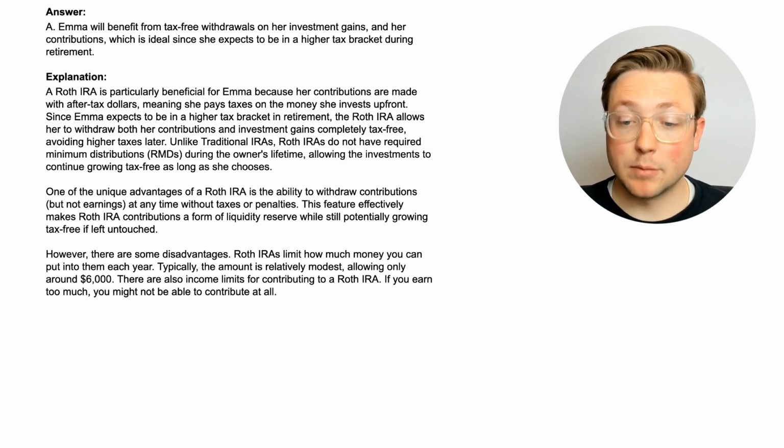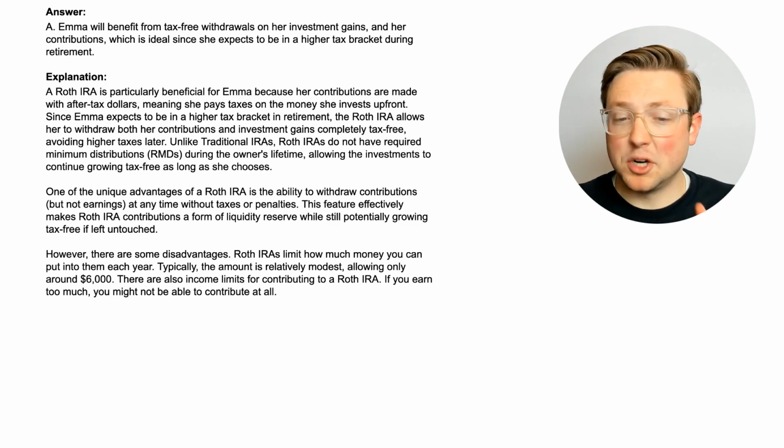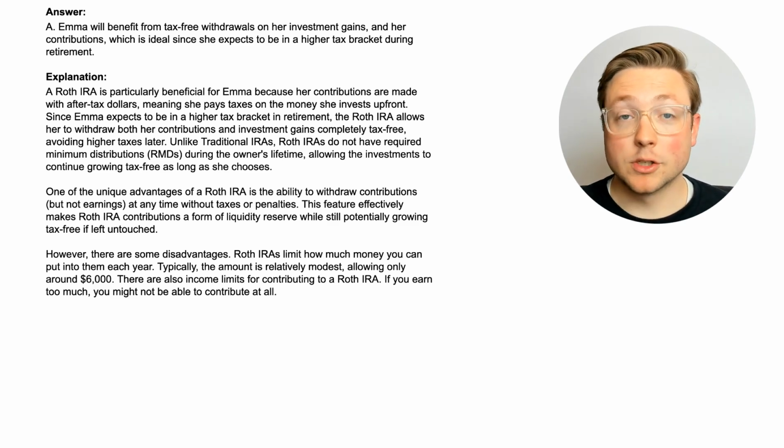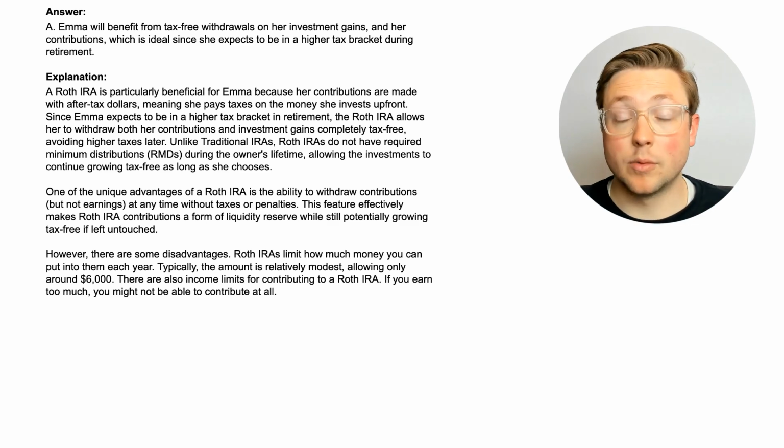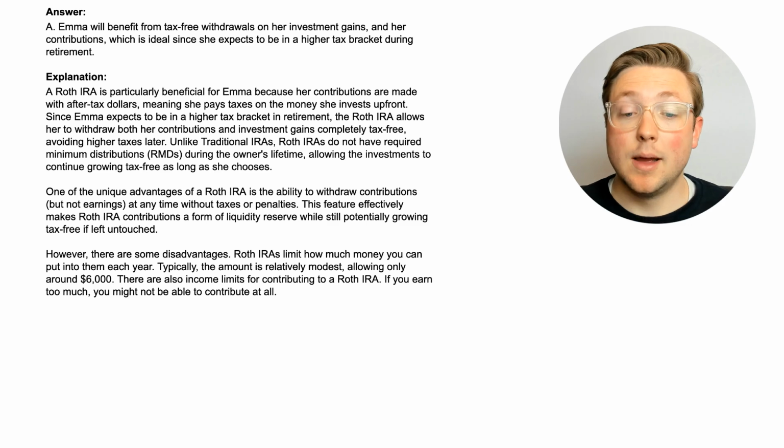Roth IRAs limit how much money you can put into them each year, and it's very limited. Typically, the amount is relatively modest, allowing only around $6,000. It changes with time, but it's usually around there. There are also income limits for contributing to a Roth IRA. If you earn too much, you might not be able to contribute at all. So the biggest disadvantages of Roth IRAs is that you can't contribute very much compared to other retirement accounts and other IRAs. And also, if you make too much money, you can't contribute at all.